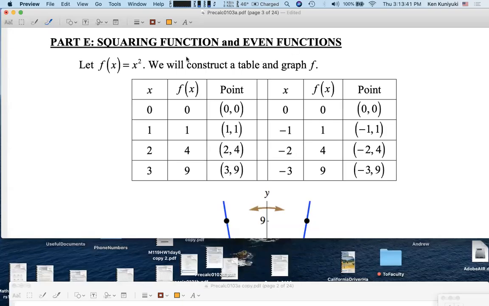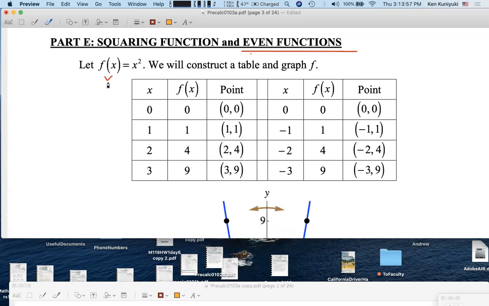Hi everyone, let's talk about the squaring function with domain R. The rule given by f of x equals x squared, domain is all reals. This is a good example of an even function. We'll talk about symmetry here later on.